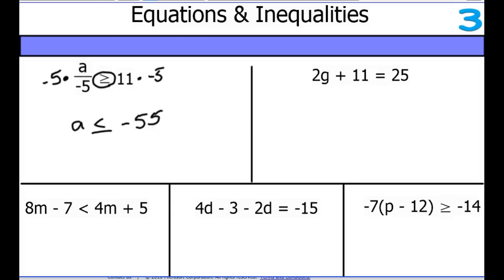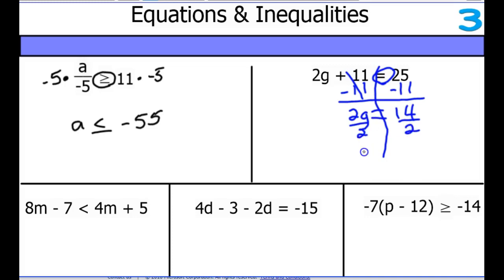Over here we have an equation because we have an equal sign instead of an inequality symbol. So we need to get g by itself. So we're going to subtract 11 first because that's the opposite of add. And what we get then is 2g, because our 11s cancel out, equals 25 minus 11, which is 14. Now we have 2 times g, so we're going to divide by 2. And we get g equals 14 divided by 2, which is 7.